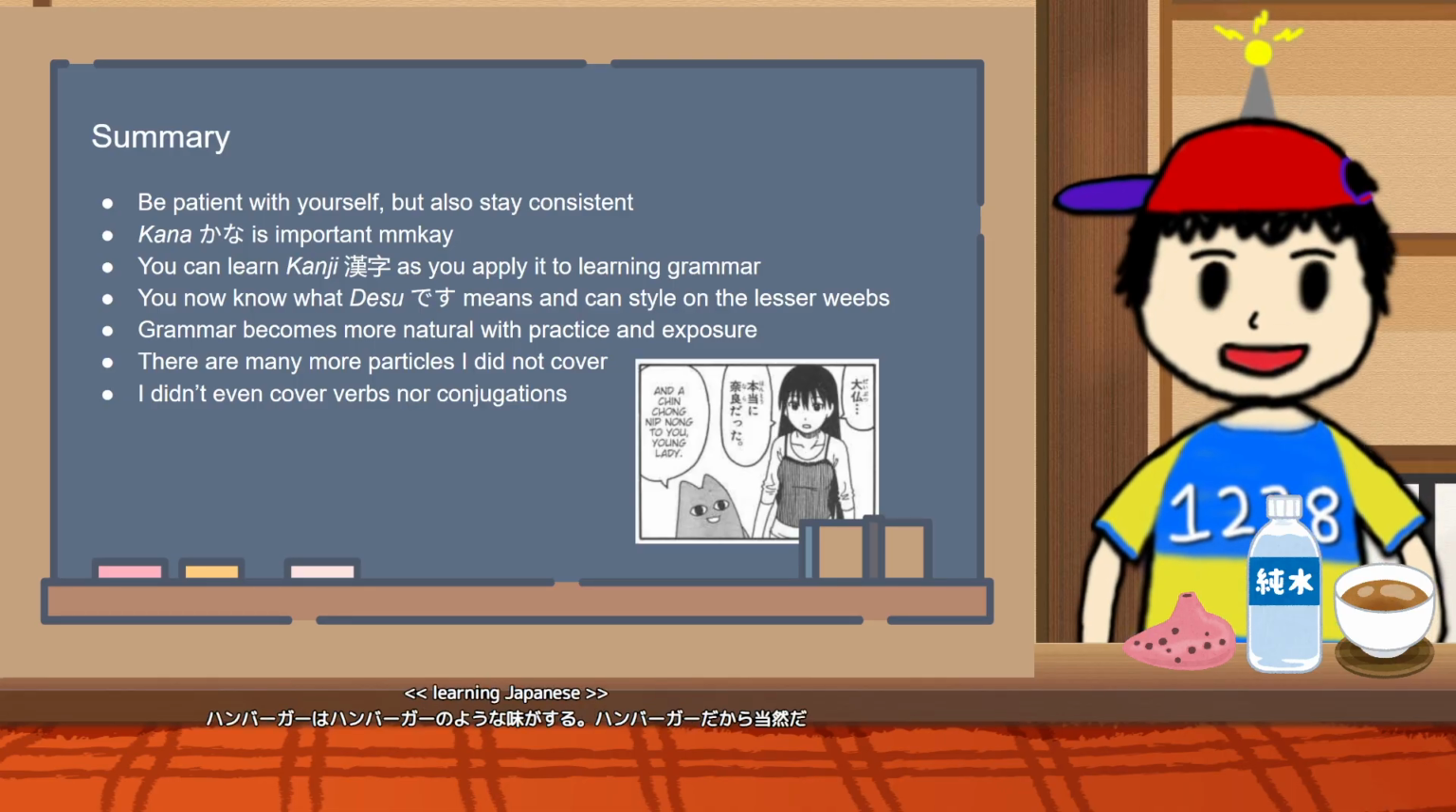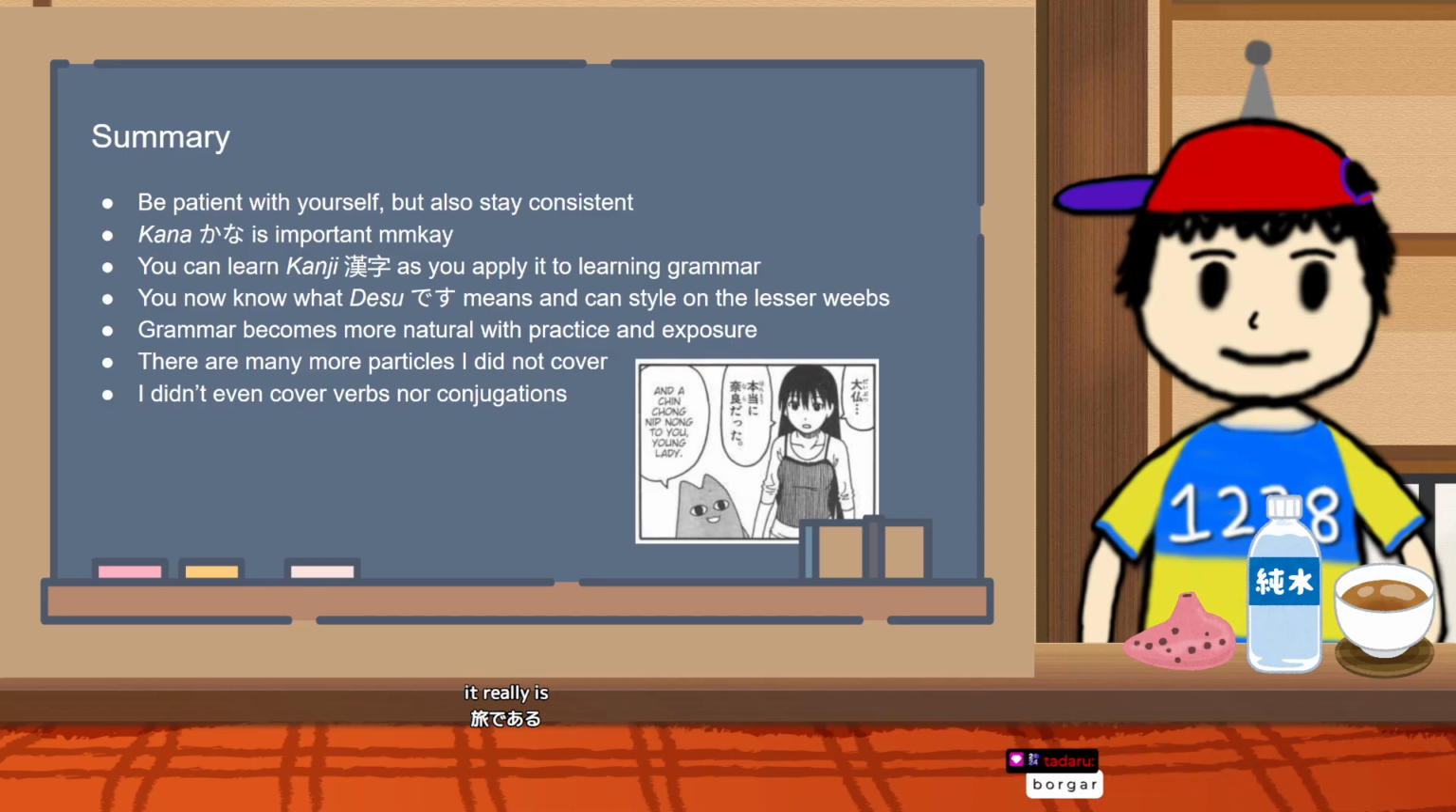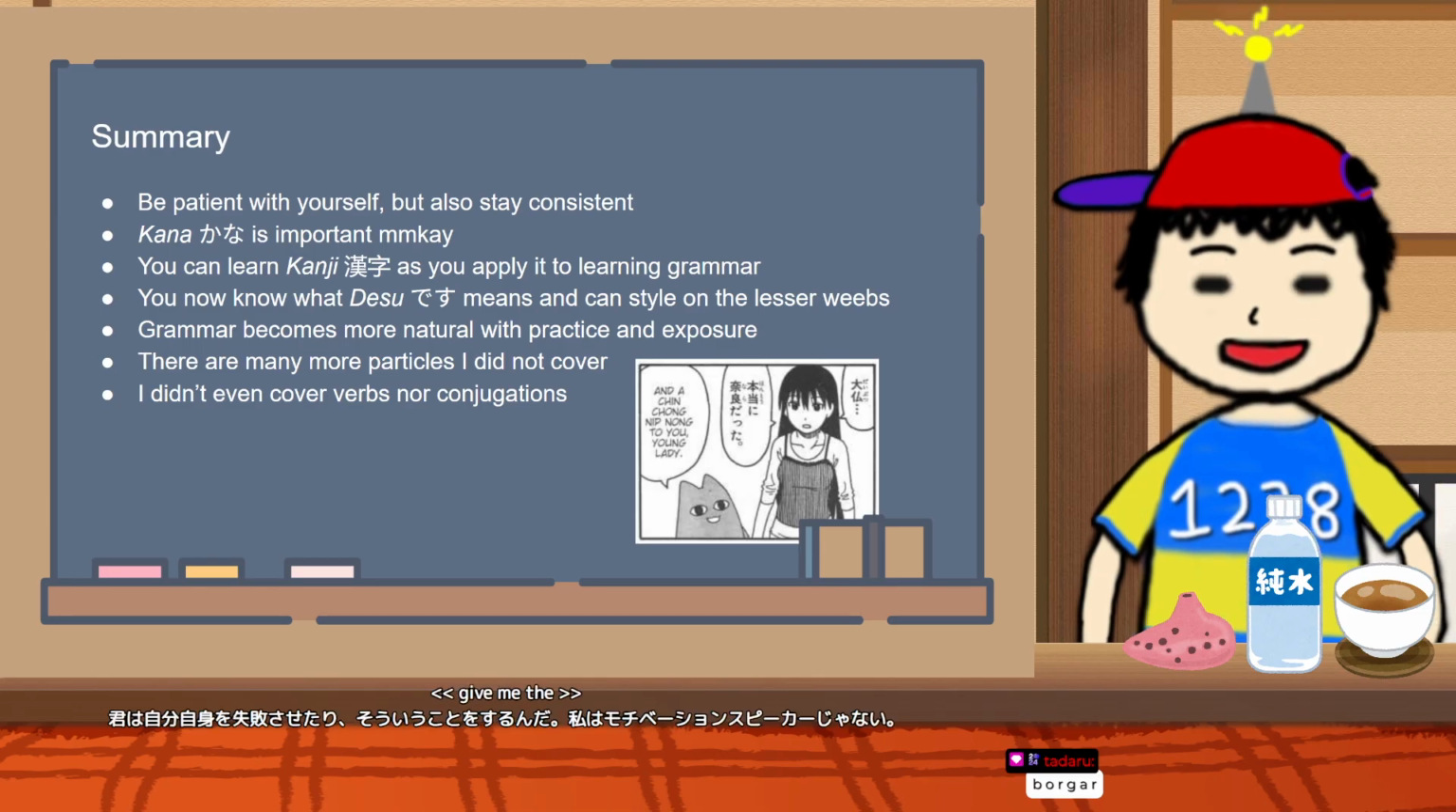Learning Japanese is a journey. It really is. So, take it how you like it, honestly. If you can enjoy the journey, then you will never fail yourself or some shit like that. I'm not a motivational speaker, damn it. I'm trying to discourage bad habits.